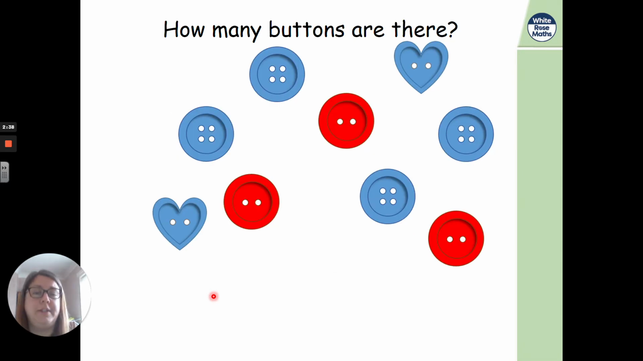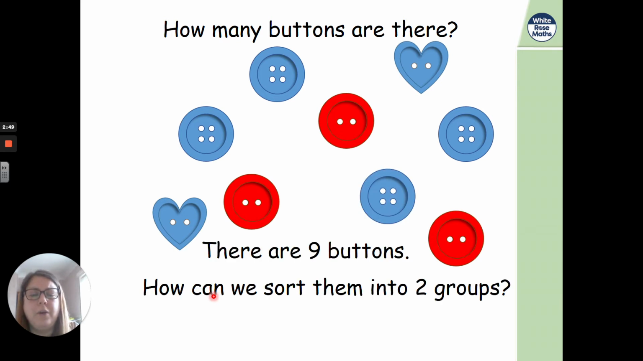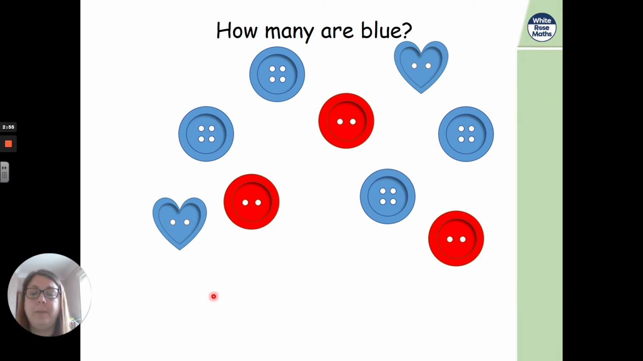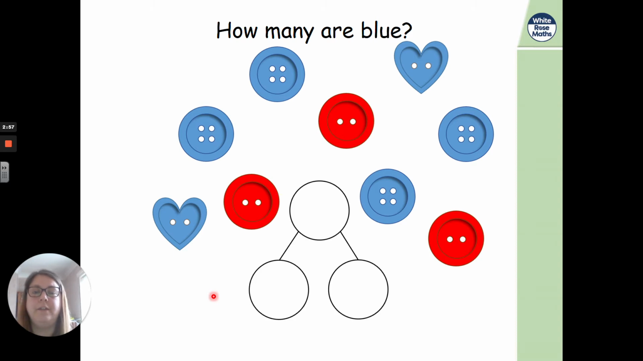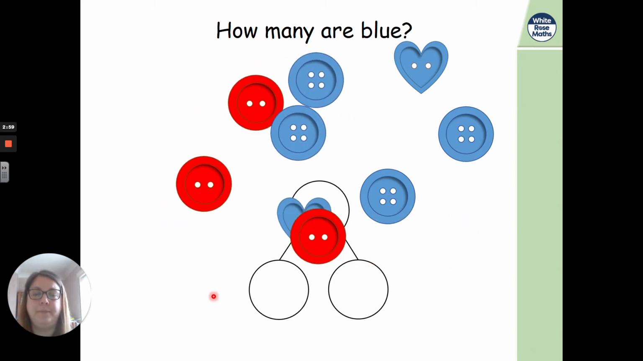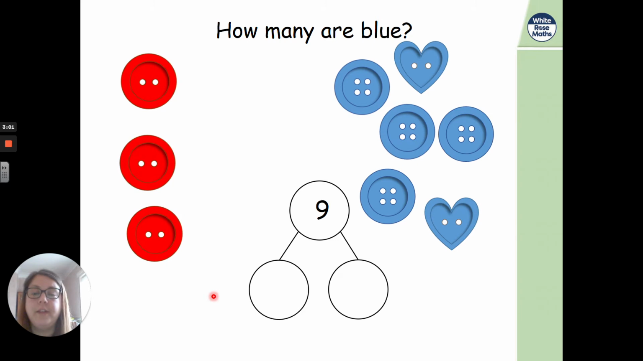How many buttons are there? 1, 2, 3, 4, 5, 6, 7, 8, 9. There are 9 buttons. How can we sort them into 2 groups? So there's lots of ways that we can sort them. First of all, we're going to sort them into colours. So let's have the blue and the red. There we go. So there are 9 altogether, and it asks us to figure out how many are blue.